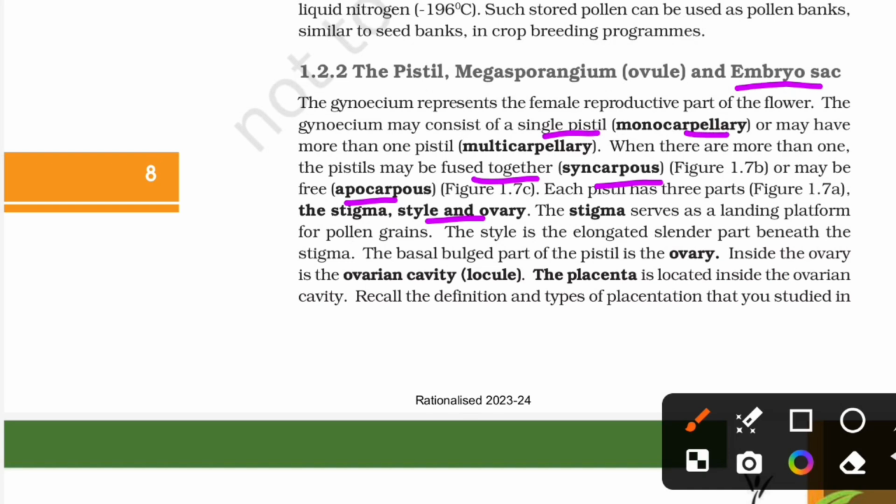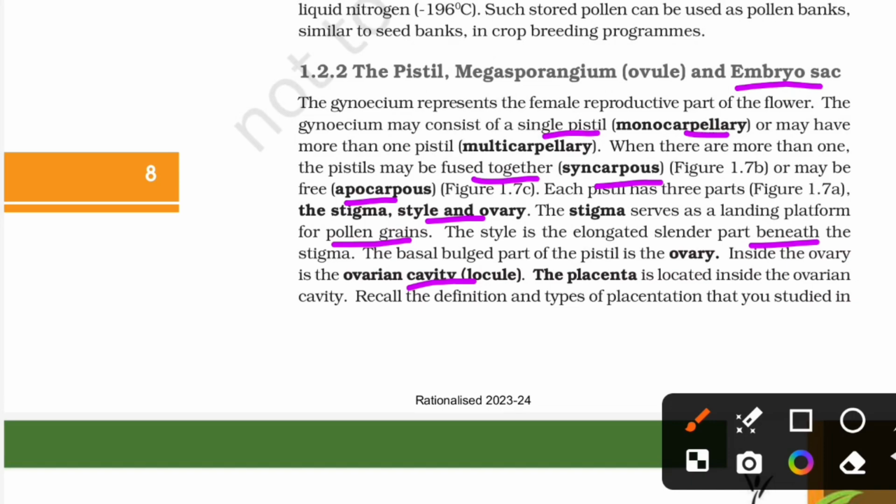The stigma serves as a landing platform for the pollen grains. The style is the elongated cylindrical part beneath the stigma. The basal bulbous part of the pistil is the ovary. Inside the ovary is the ovarian cavity, the locule. The placenta is located inside the ovarian cavity.